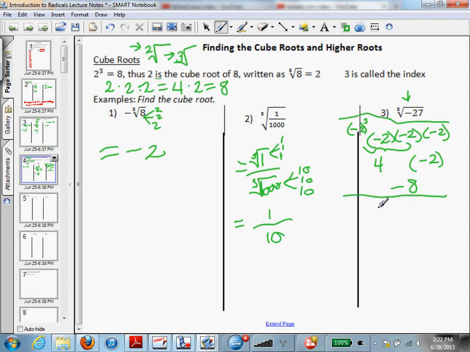So for this one, the cube root of a negative 27. What number can we multiply by itself 3 times to give us 27? You can think of that as 3 times 3 times 3, or just 3 to the third power. And so the cube root is the inverse of the third power, giving us just 3, including our negative. And that's the answer.